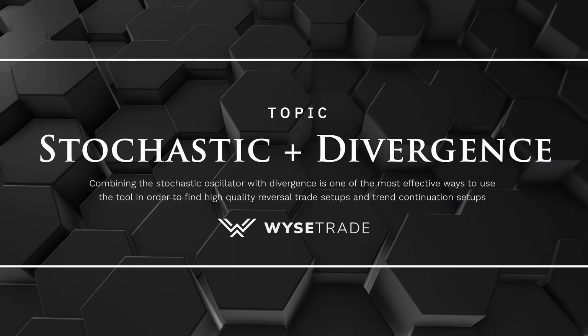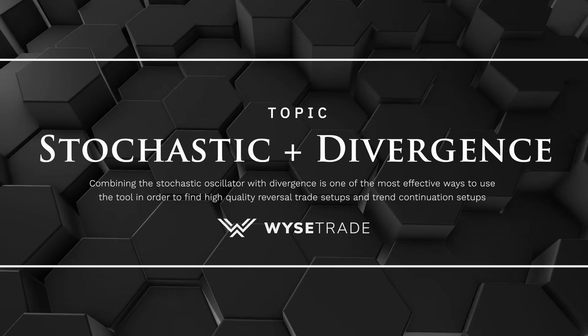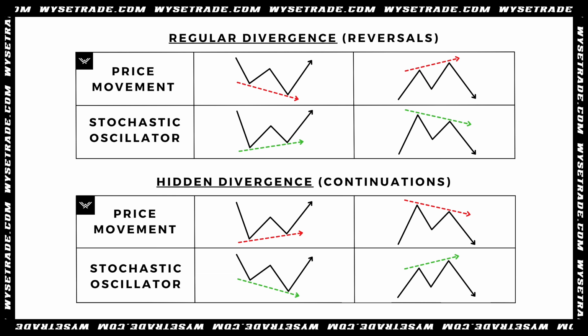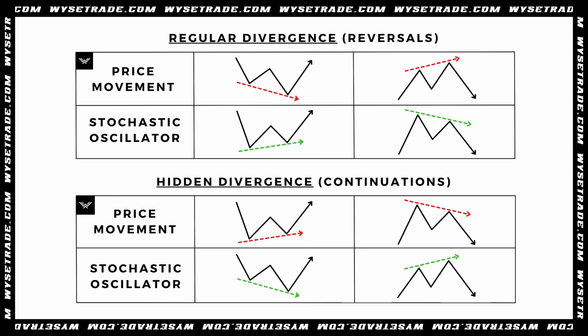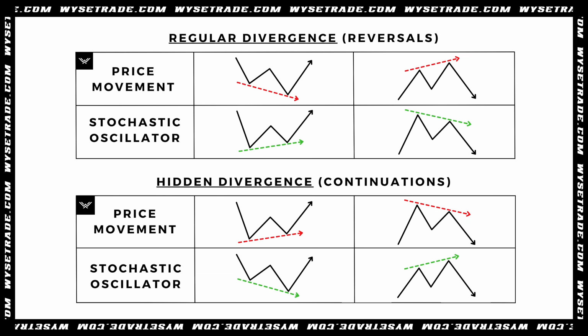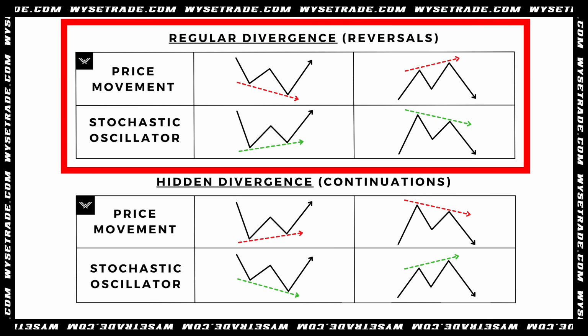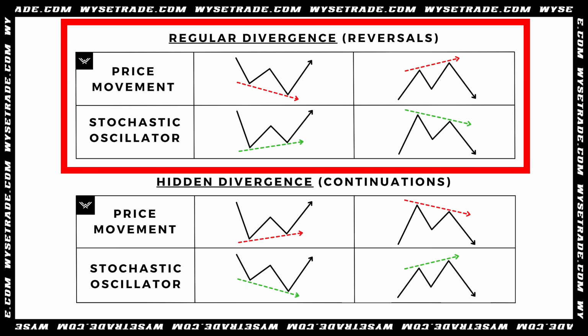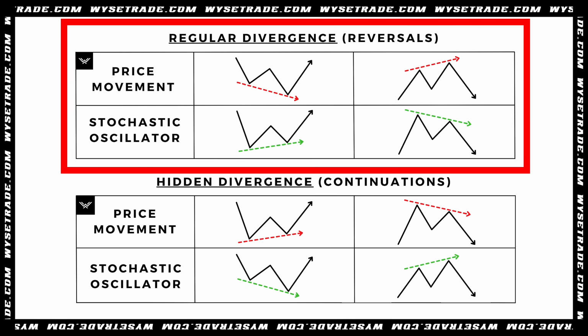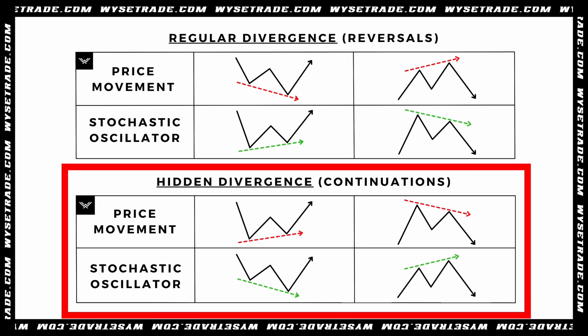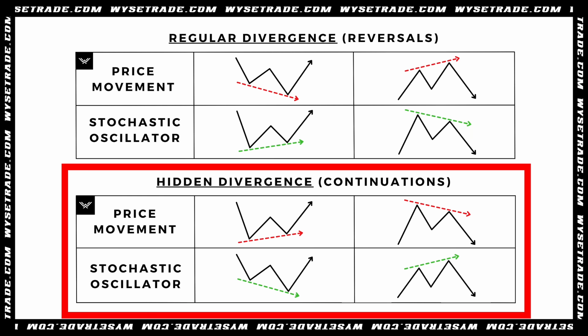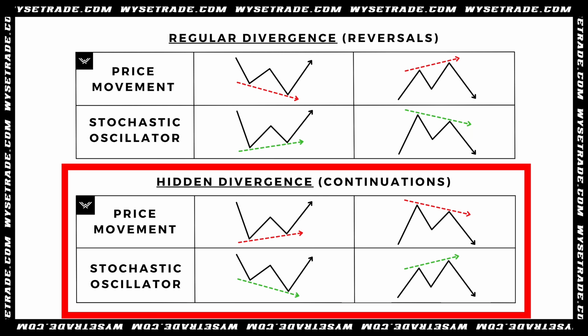Let's now get into the most effective way to use the stochastic oscillator indicator, which is through divergence. So here is a diagram of exactly how to find all the variations of divergence. At the top here is regular divergence, which is used to find high-quality reversal trade setups. At the bottom here is hidden divergence, which is used to find high-quality trend continuation trade setups.